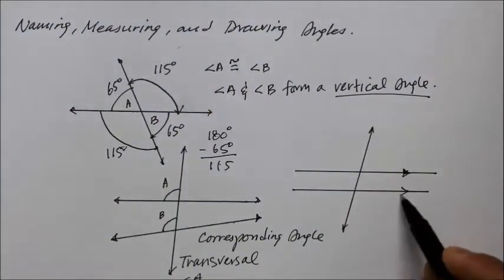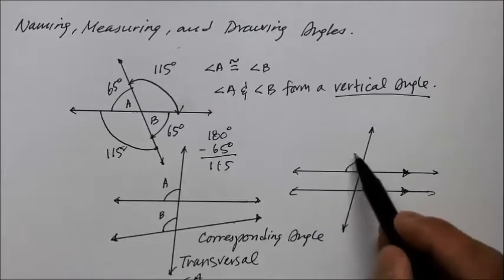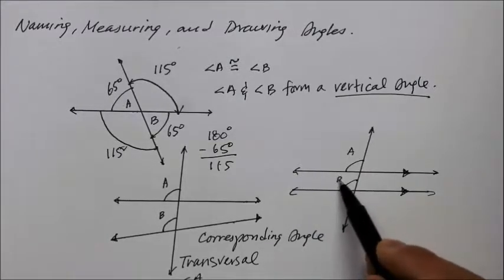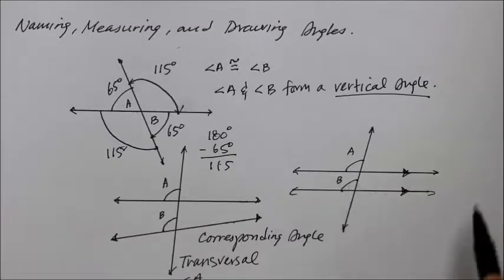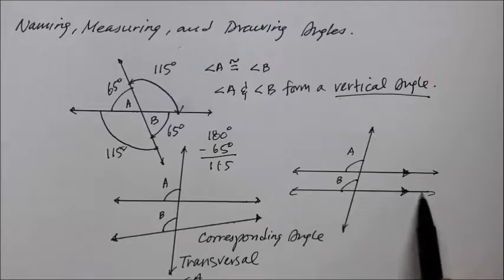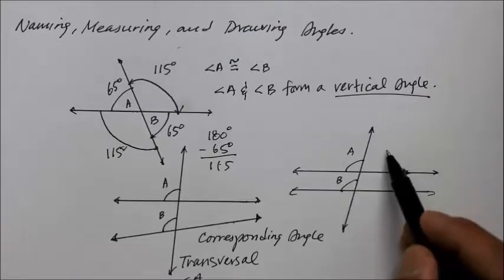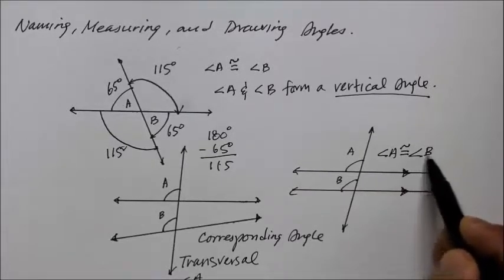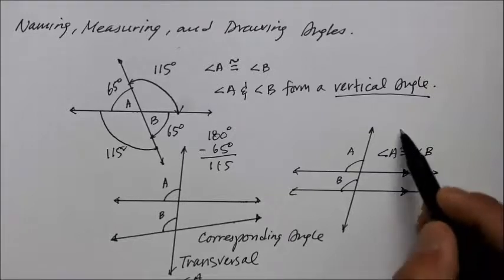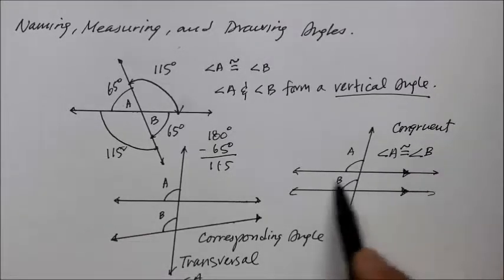And as we know, these are parallel lines because of that arrowhead indicated. And in this case, this angle A and this angle B, they are corresponding angles as well. But also at the same time, because these two lines are parallel, it forms corresponding angles that are going to be congruent. So in this case, angle A is not only a corresponding angle to angle B, but they're also congruent, because these two lines are parallel to each other.